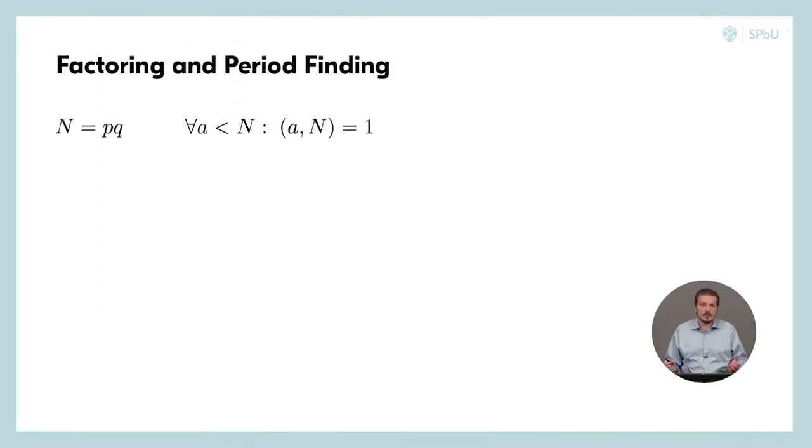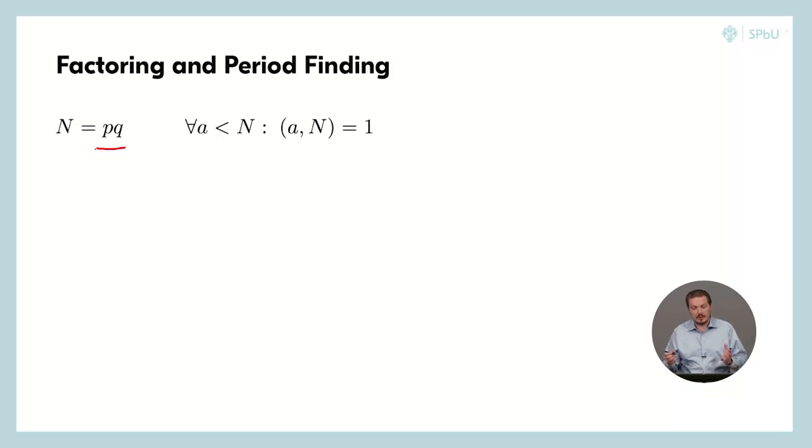Shor's algorithm allows us to effectively search for a period of some periodic function. Now, how does this help us with factoring? Let's see. Again, we have a big composite number n, which consists of two different primes. And we randomly choose some number a smaller than n and coprime to it.